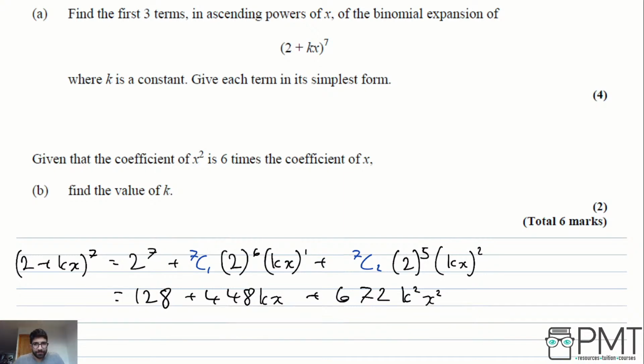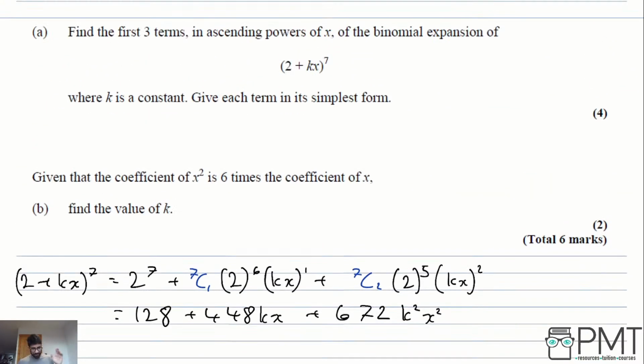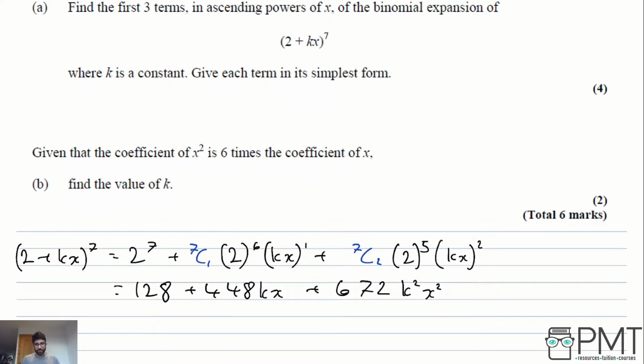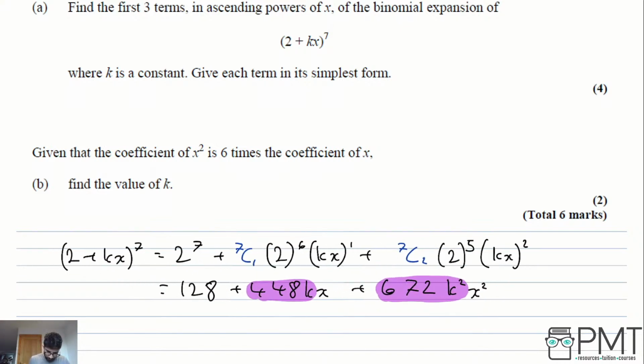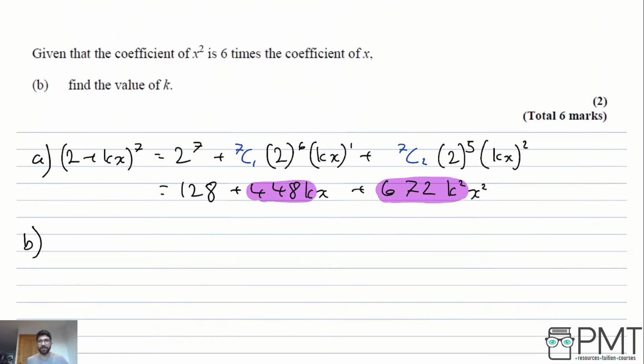Then let's look at this second part of the question. We are told that the coefficient of x squared is 6 times the coefficient of x. So what does that mean? Coefficient of x squared is this, and coefficient of x is 448k. So we are told what the relation between the two is. So that's part A.